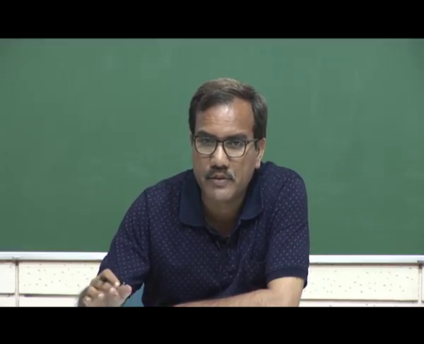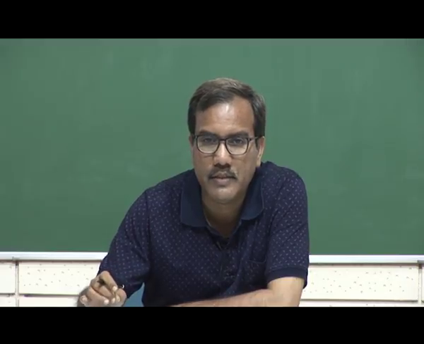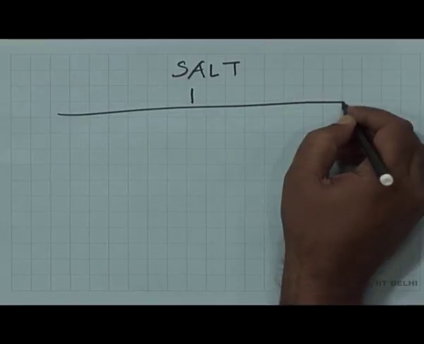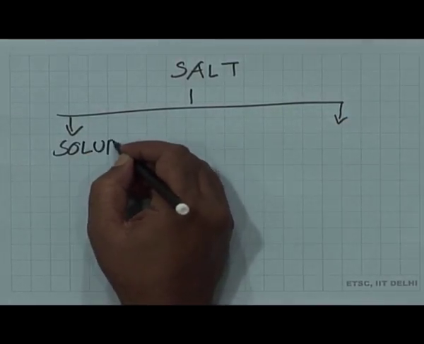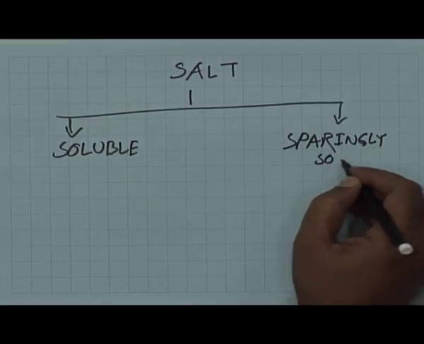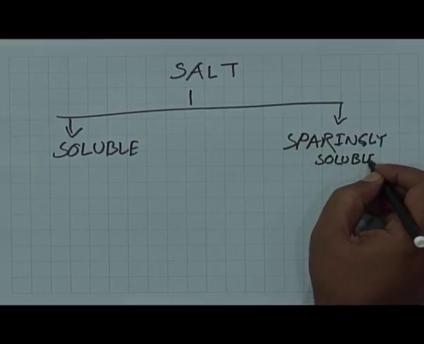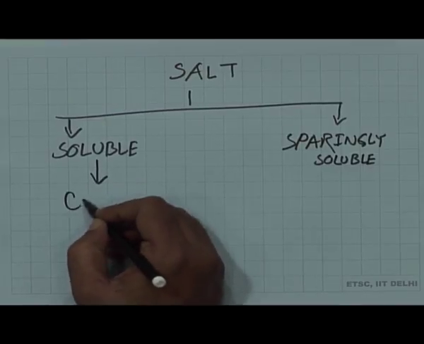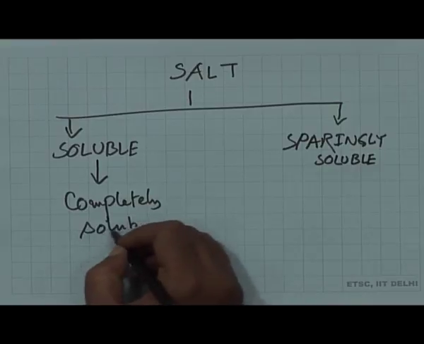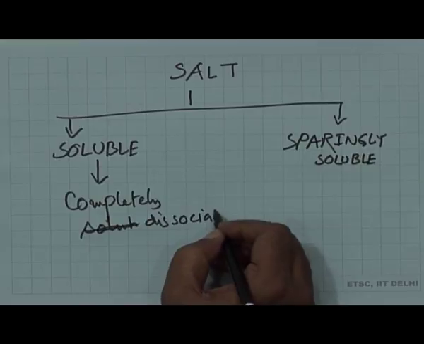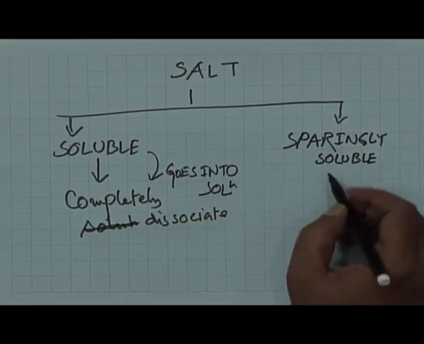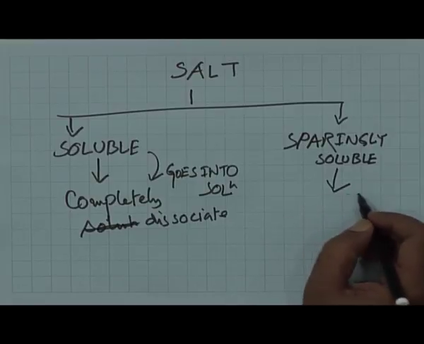So, we have discussed strong acid, strong base, soluble salt, weak acid, weak base. Now, we will go for salt. Again, I told you salts can be of two types: soluble and insoluble, or we can say sparingly soluble. Soluble salts go completely into solution and completely dissociate, whereas with sparingly soluble salts, a small amount goes into solution and then dissociates.